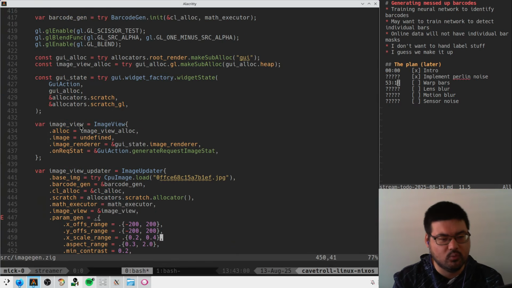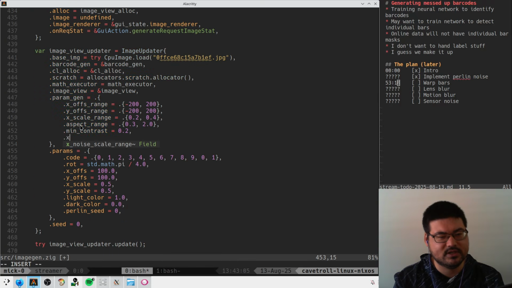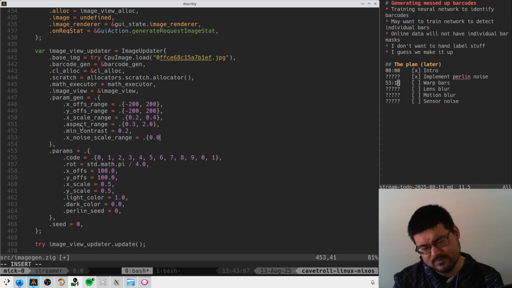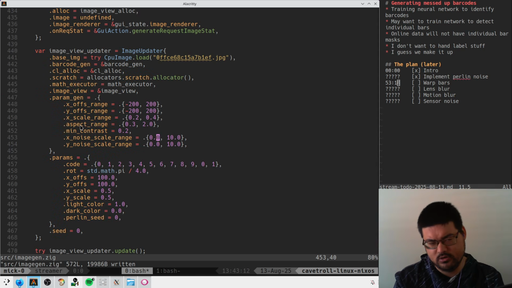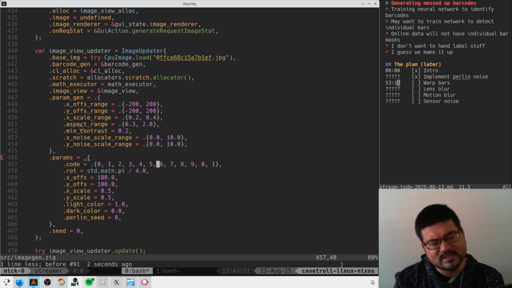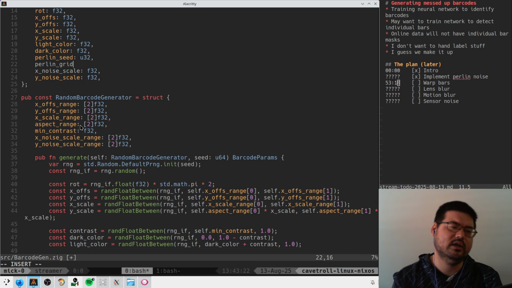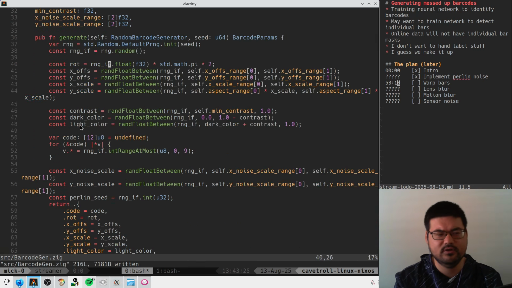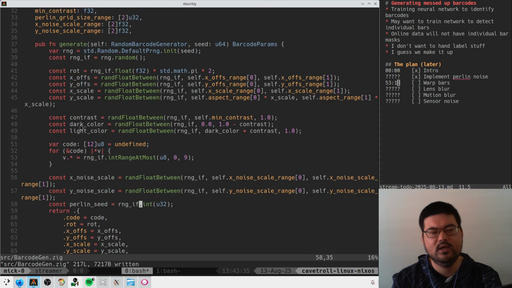Here we need to set our randomization ranges for these things. So we had X noise scale range. I think that we want this to be 0 sometimes and up to a lot, like 10. Right? Y we probably want also in the same order of magnitude. And then, did we not have scale in here? Scale seems very important as well. Perlin grid size. This thing needs to be in here. It has to be. Has to be.